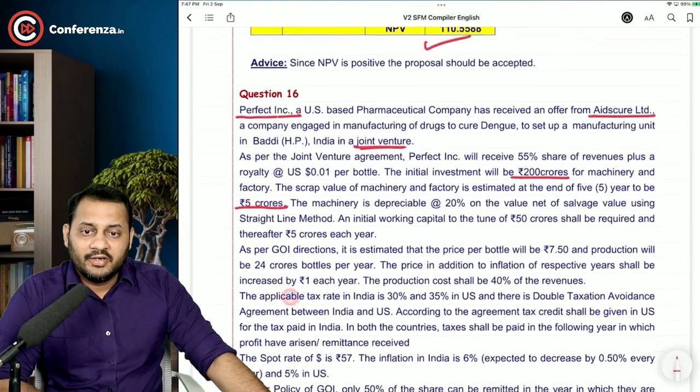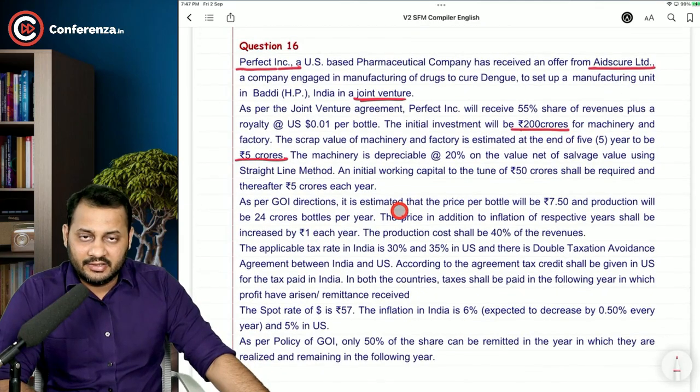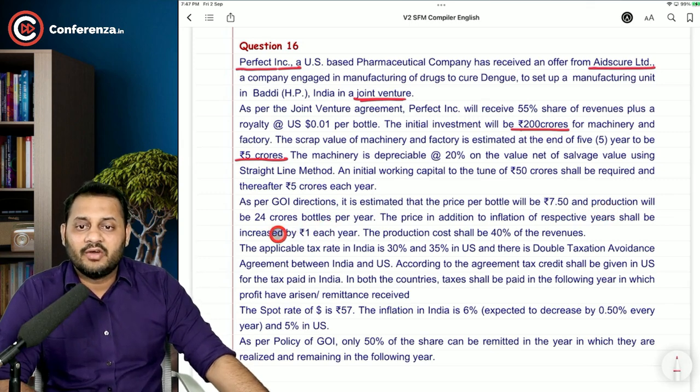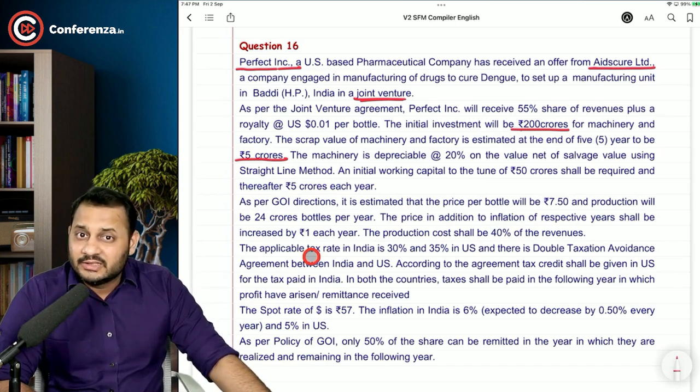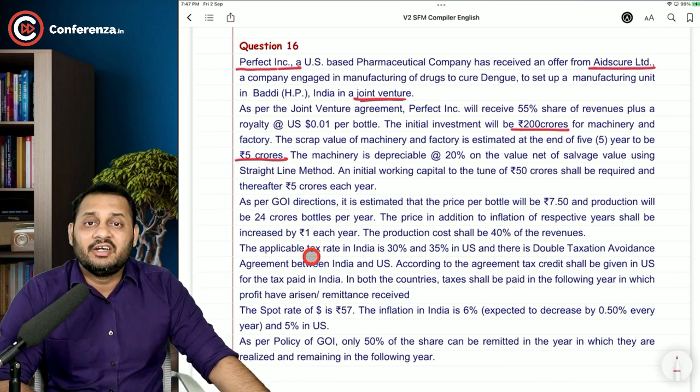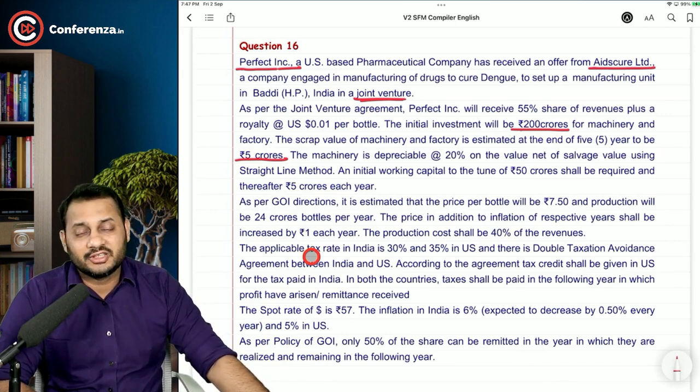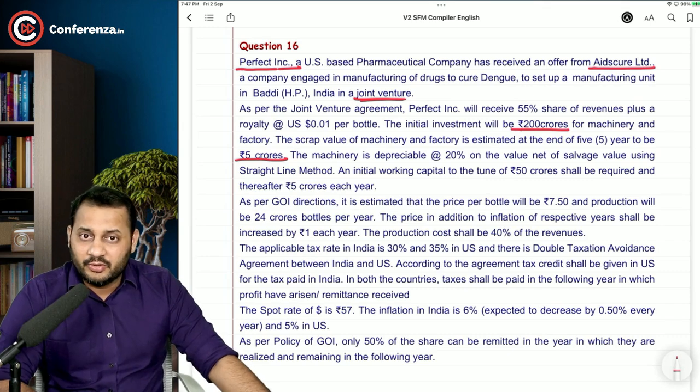As per Government of India direction, it is estimated that the price per bottle will be 7.50 rupees and production will be 24 crore bottles per year. The price, in addition to inflation of the respective year, shall be increased by 1 rupee each year. The price will be increased by 1 rupee plus the inflation of every year. So just understand what is going to happen. 7.50 plus 1 rupee plus inflation.